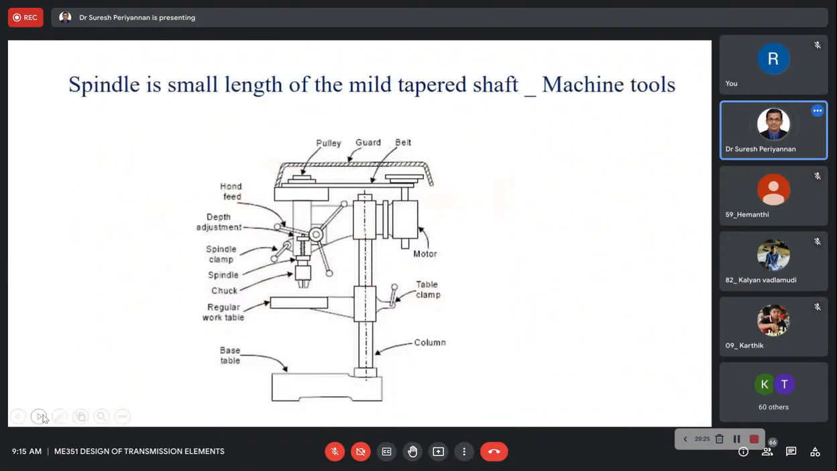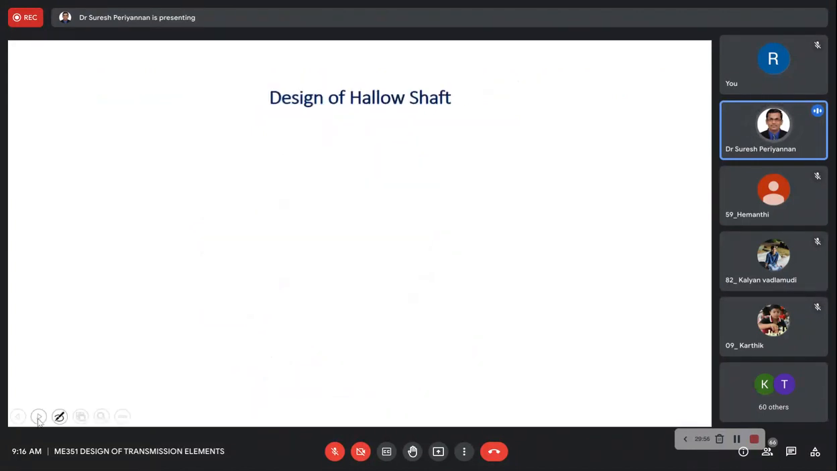Okay. Now, this is a spindle. We discussed the spindle in the lathe machine. Here is the spindle in a drilling machine. The small shaft has a slightly tapered design, and the length of the shaft is very small. Most machine tools, a lathe machine, milling machine, drilling machine, use a spindle, a small length of shaft. Now this is the hollow shaft, we'll discuss it later.